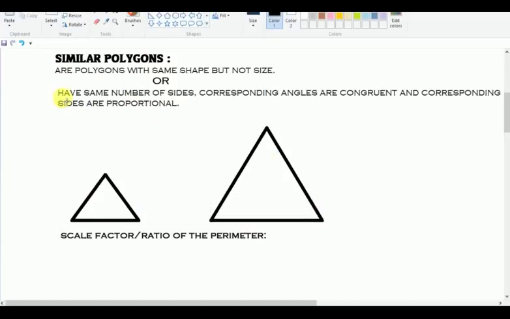It says that they have the same number of sides. So if you notice, these triangles or these shapes that we have here at the bottom, they all have 3 sides since it's a triangle. So its sides: this one, 1, 2, 2, and 3.